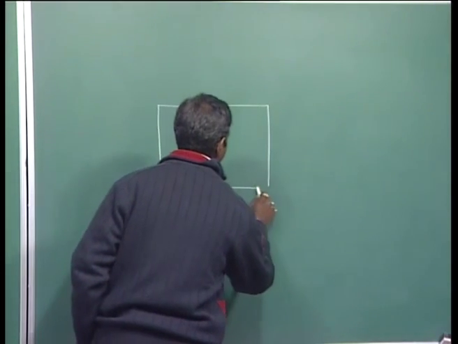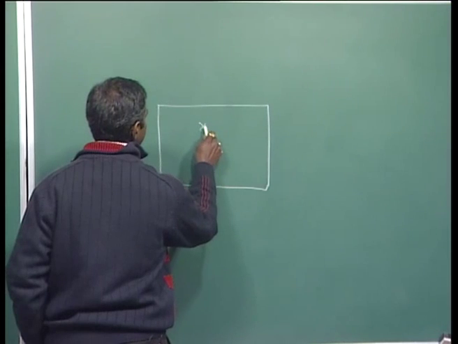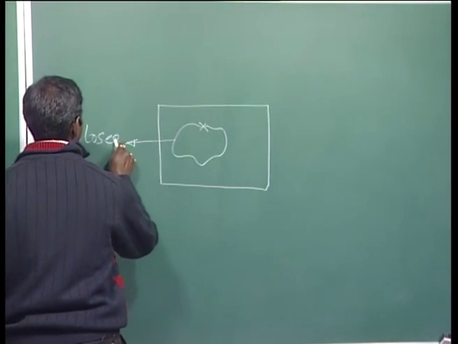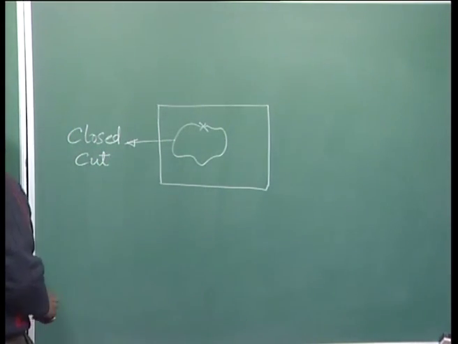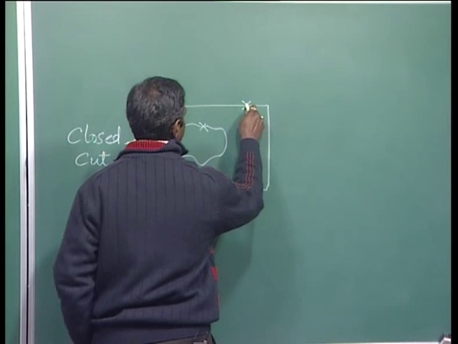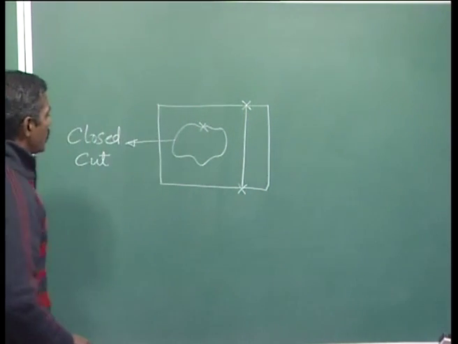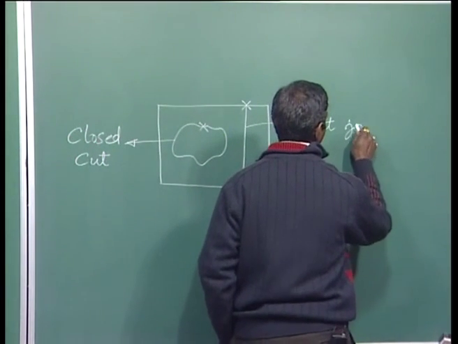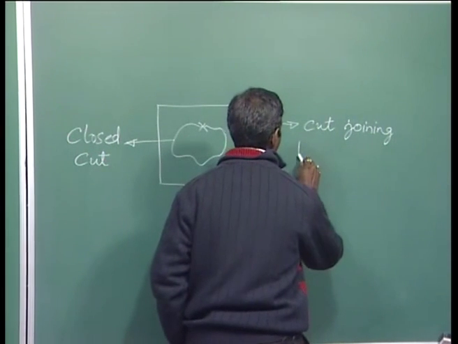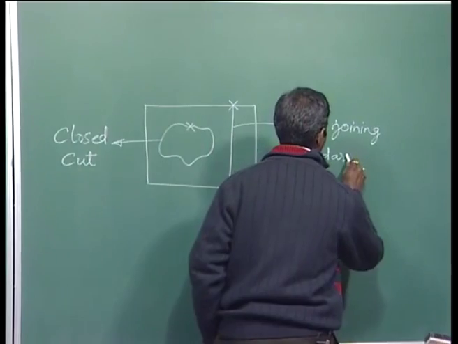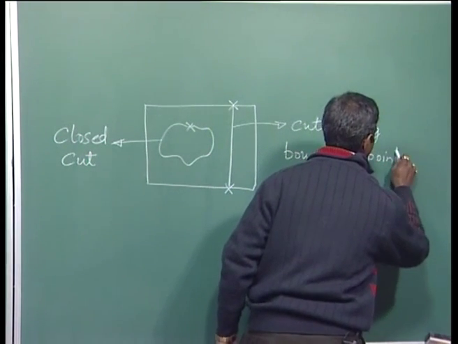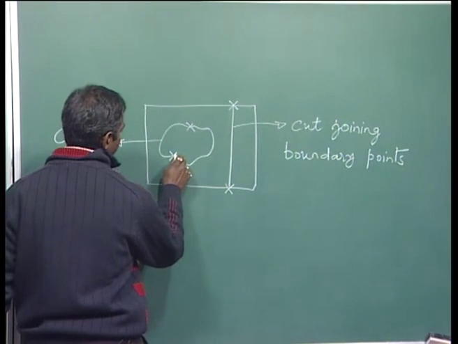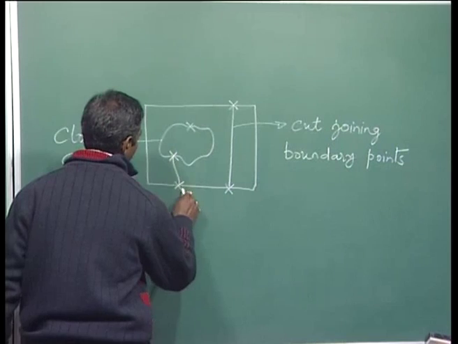Imagine we have a rectangular piece of paper. This is a closed cut. This is a cut that joins any 2 points on the boundary. And this is a cut that joins a point on the previous cut with that on the boundary.